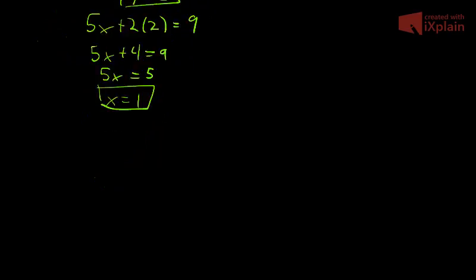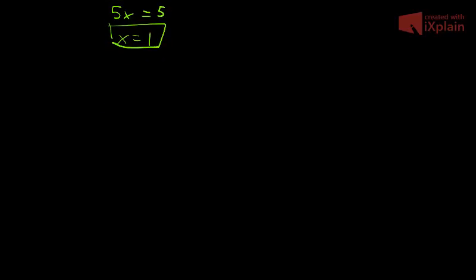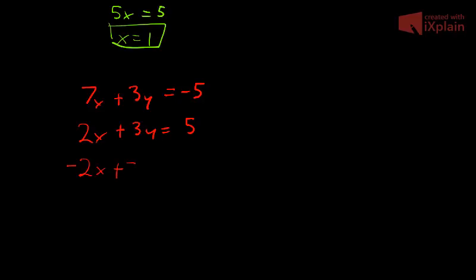So to show you an example of a different time when we might want to use elimination, say I have 7x plus 3y equals negative 5 and 2x plus 3y equals positive 5. What I'm going to want to do here is make one of these equations negative. I have a 3y here and a 3y here, but if I add those, I'll get 6y, and that won't be helpful to anyone. So if I multiply one equation by negative 1, let's do the bottom one, I would end up with negative 2x plus negative 3y equals negative 5.